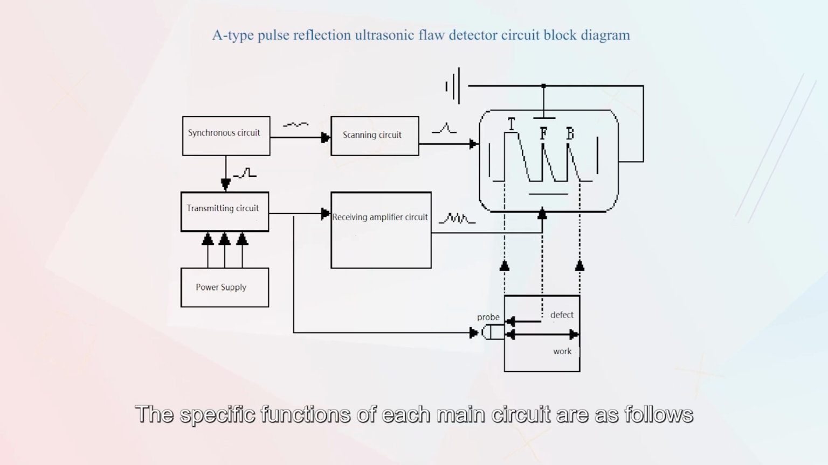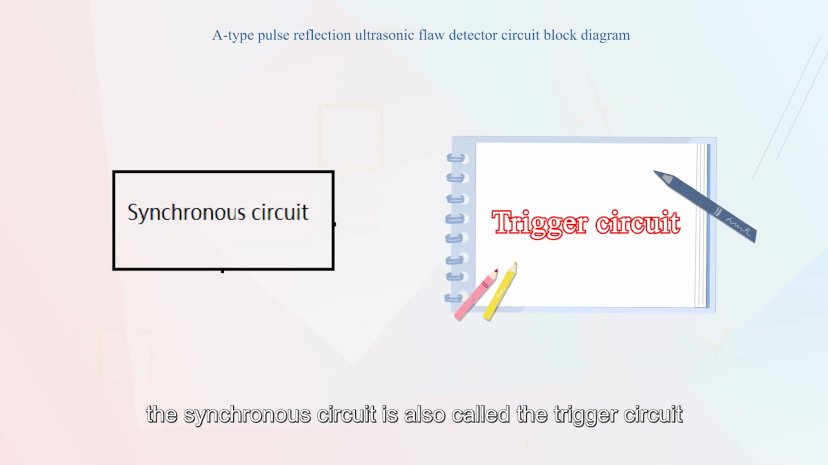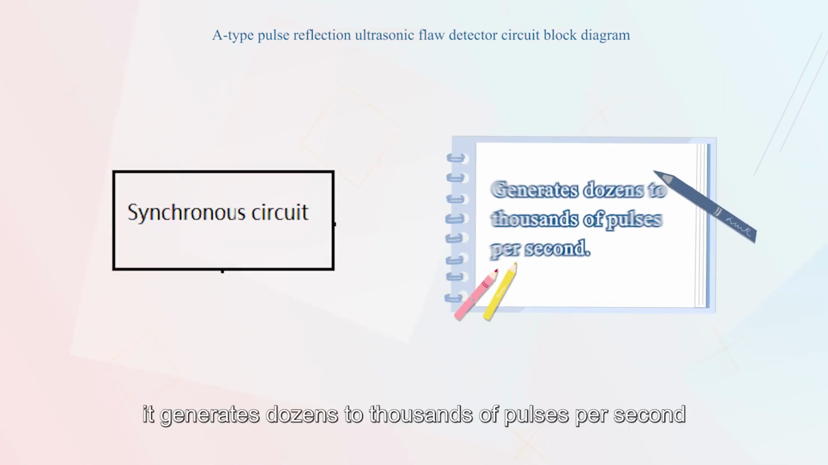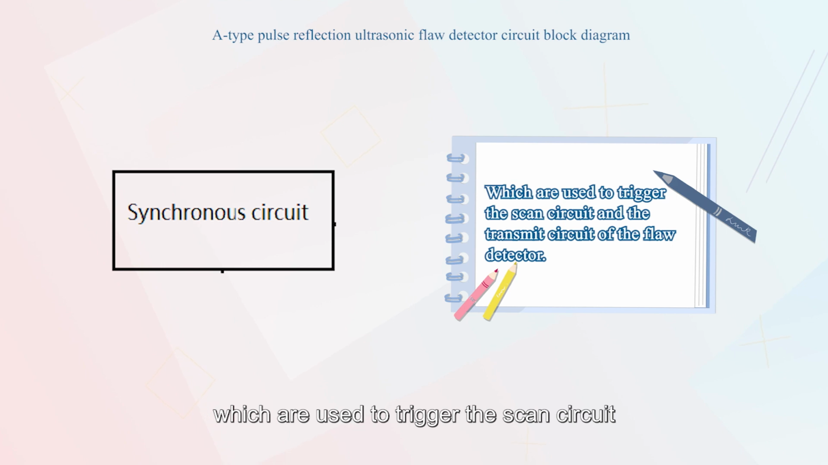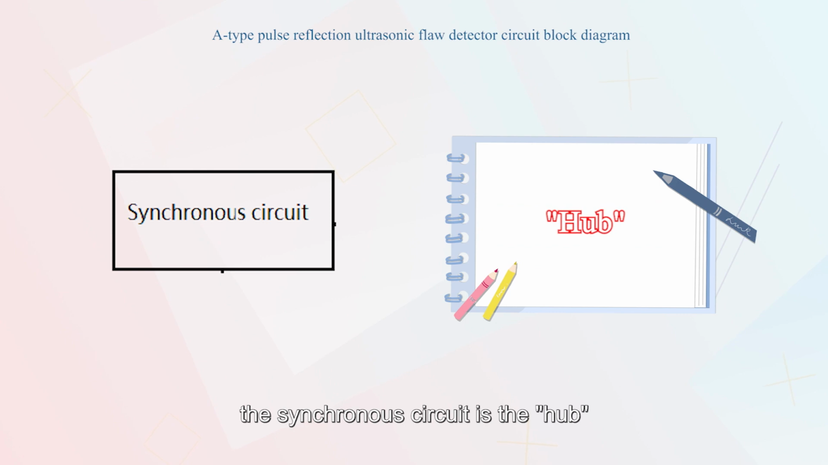The specific functions of each main circuit are as follows. The synchronous circuit is also called the trigger circuit. It generates dozens to thousands of pulses per second, which are used to trigger the scanning circuit and transmitting circuit of the flaw detector, so as to make them work consistently and in order. Therefore, the synchronous circuit is the hub of the entire flaw detector.